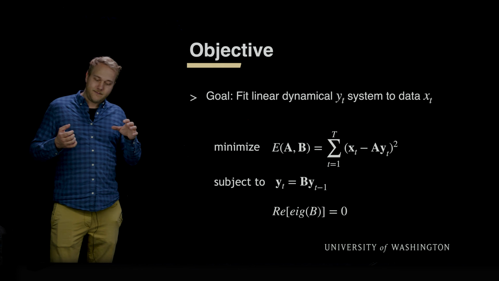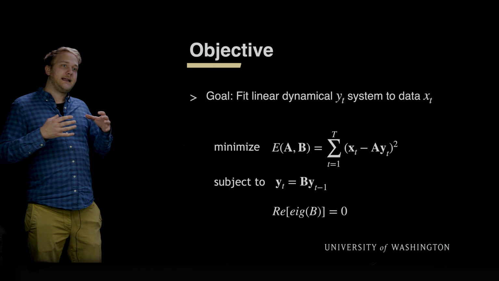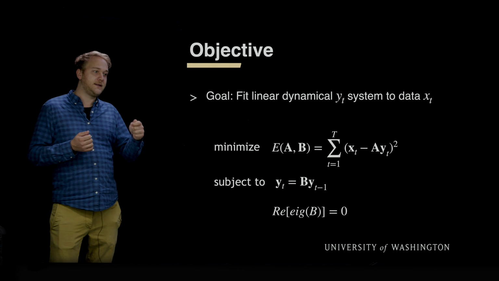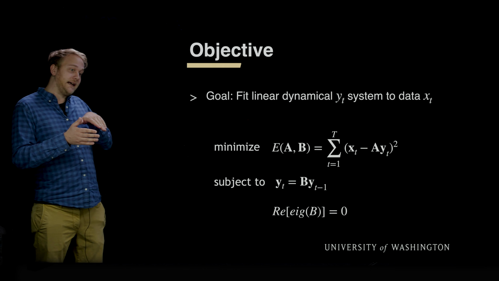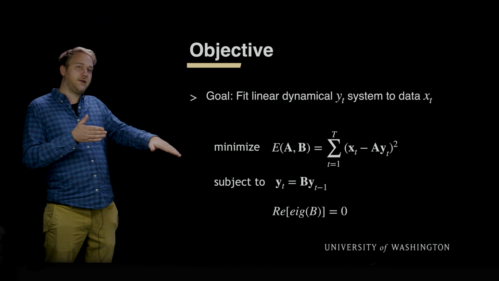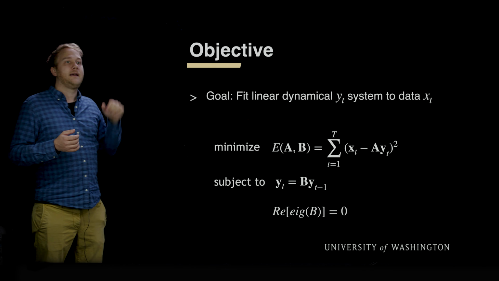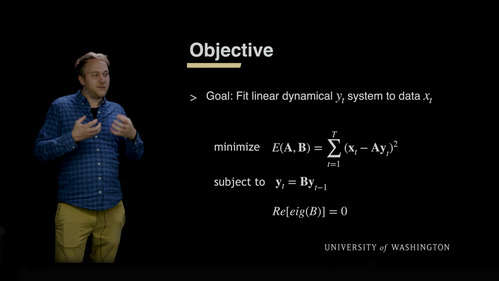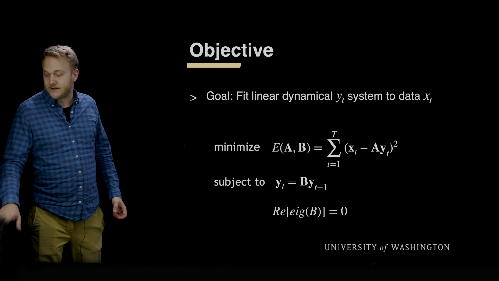The second constraint we're introducing is that the real part of the eigenvalues of this matrix B that describes the linear dynamical system are 0, which basically means that the system does not crash into the origin, so it doesn't go to 0, and it also doesn't blow up to infinity. So it's a stable system, which basically fits the data that we are trying to model, namely quasi-periodic systems.